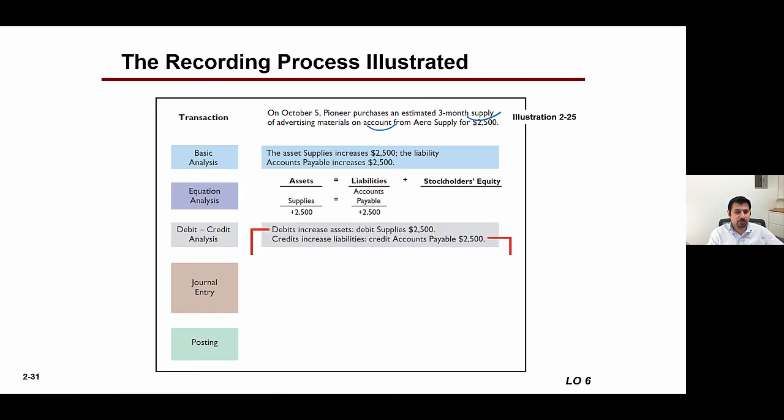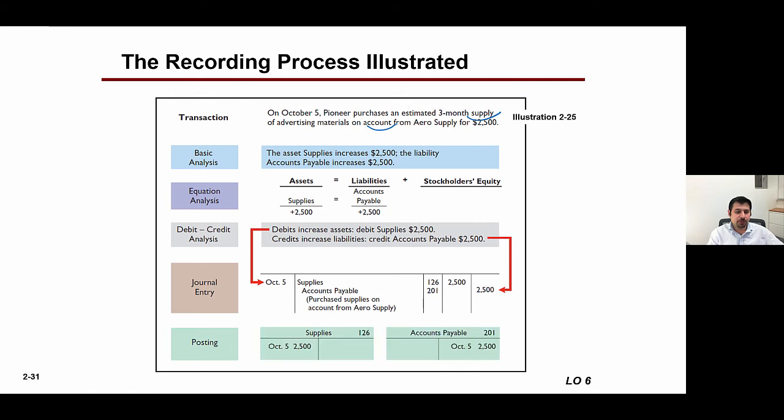The journal entry would be October 5th, supplies was debited $2,500, and accounts payable was credited $2,500. The explanation is purchased supplies on account. Then we post them to the appropriate accounts in the ledger. As you see here, also remember that at all times, for all transactions, total debits are equal to total credits for each transaction.